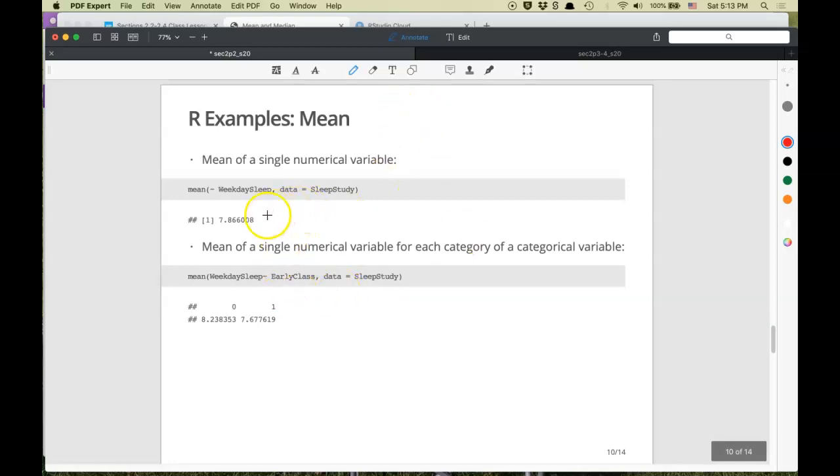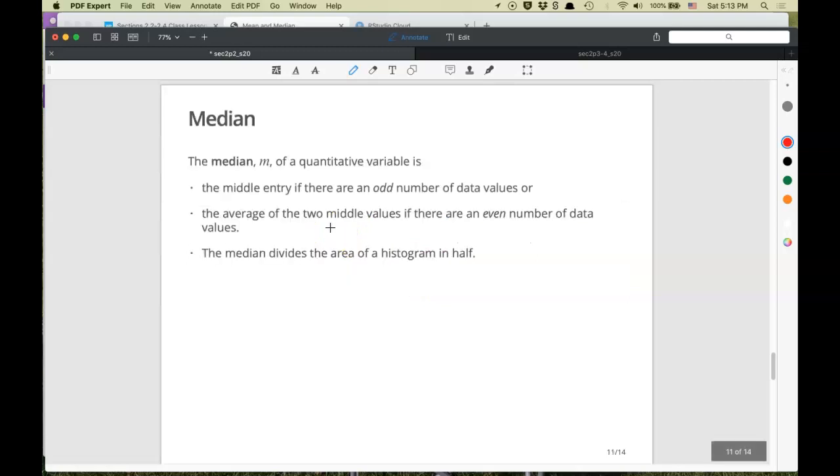We can compute the mean in R using the function mean, if that's all we want. We can get the mean of weekday sleep. We can get the mean of weekday sleep according to whether or not the student had an early class. So for yes for early class, you get a little bit less sleep than those who didn't have an early class. And that would be the form that you would use, and you could copy that into R. All right, let's move on.